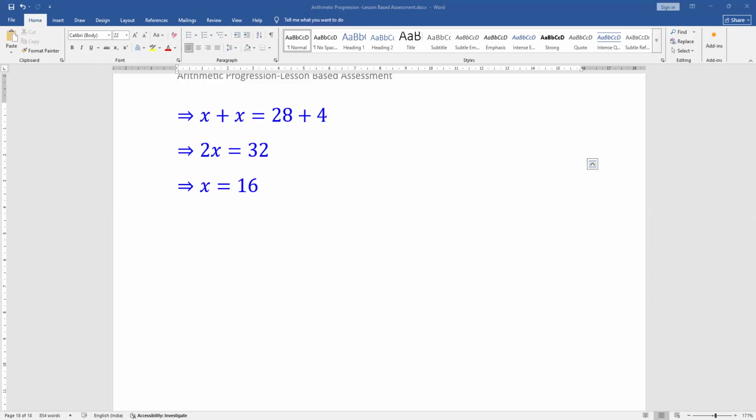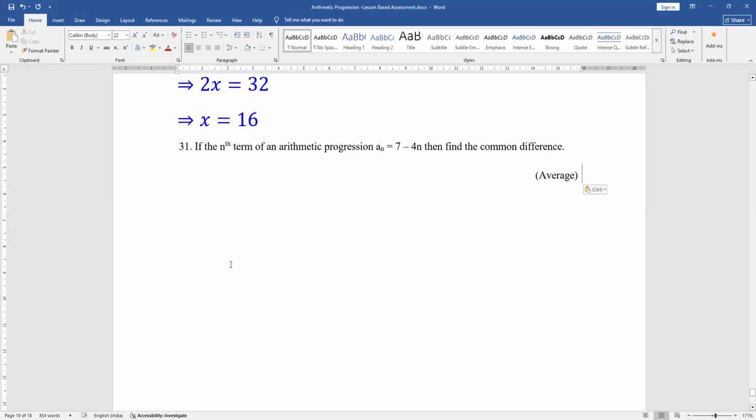Now I move on to the next question. 31st question. If the nth term of an arithmetic progression an equals 7 minus 4n, then find the common difference. So now we take this question.